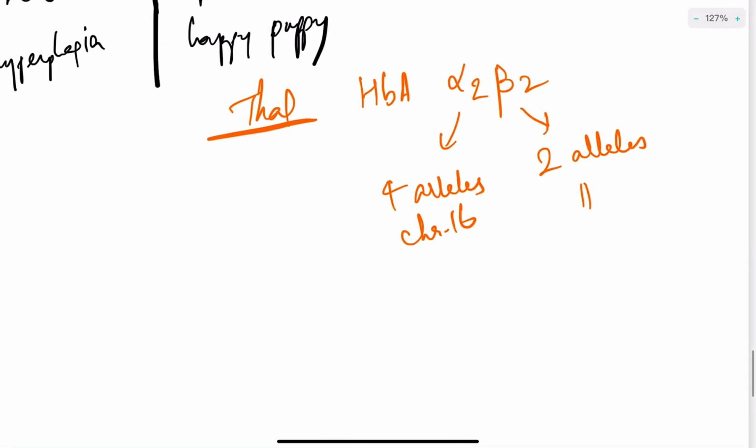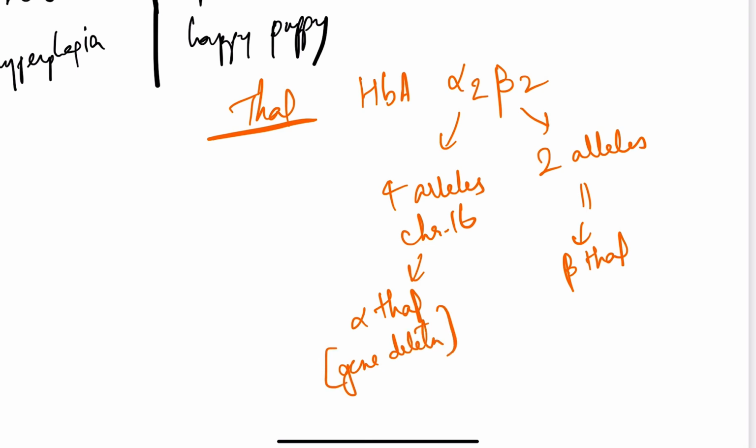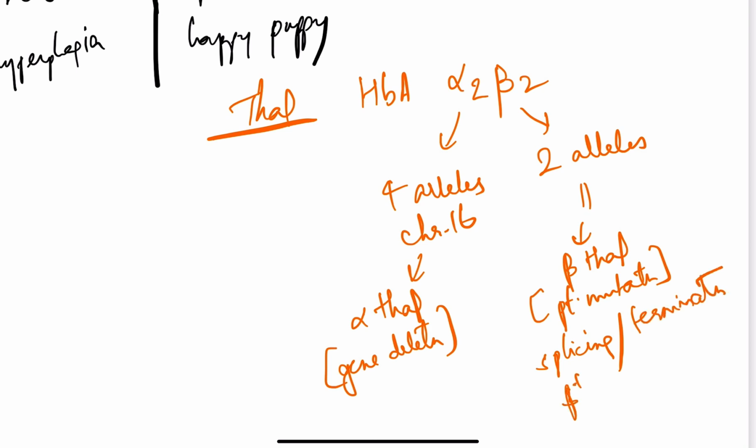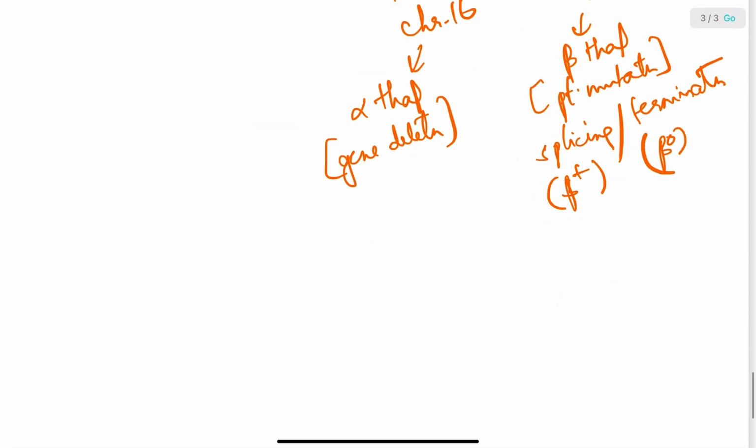All right, now whenever there is a defect here, it's going to cause alpha thalassemia, and whenever there's a defect here, it's going to cause beta thalassemia, right? The most common causes over here are going to be gene deletion straight up, and here it is going to be a point mutation which either leads to splicing or termination. So when it is splicing, we write it as beta plus with a splicing mutation, or beta 0 with a termination. So what are the various possibilities?